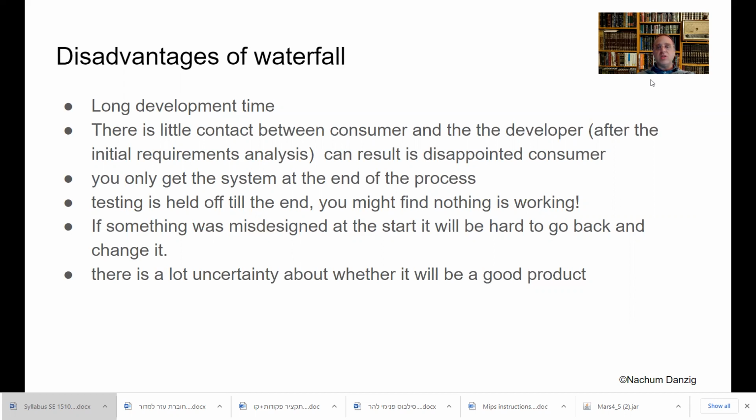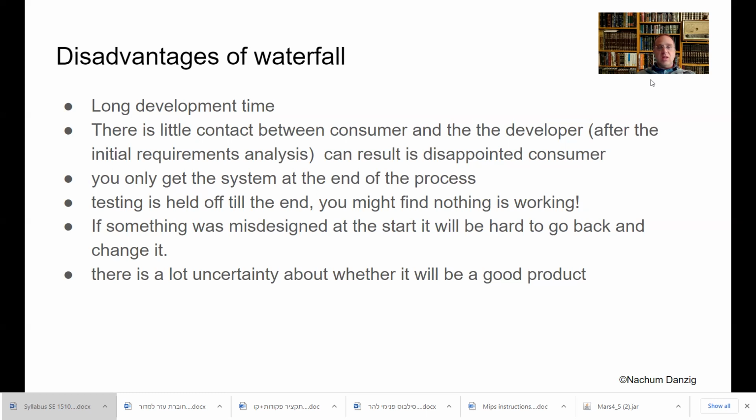There is little contact between the consumer and the developer after the initial requirement. In other words, in the beginning, they contacted each other, they discussed things, and now they just go and finish their product, and they don't go back and talk to them. So there could be a misunderstanding, and the customer could be disappointed. And you only get the system at the end of the process. You could be working a long time and you have nothing to show for it. Only at the very end you're going to have something. Whereas if you just rush ahead and start writing stuff, you'll have something to show.